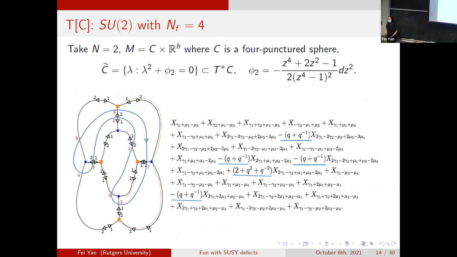So I'll just give you really quick 2 examples of what's the quantity that we're computing here.